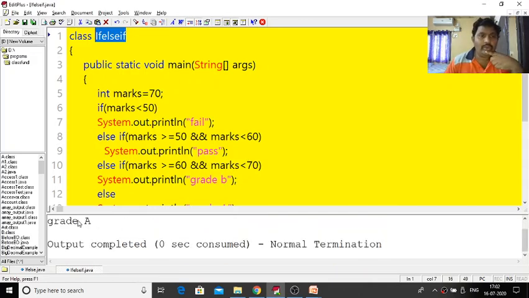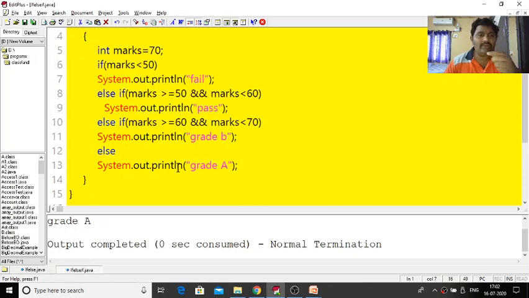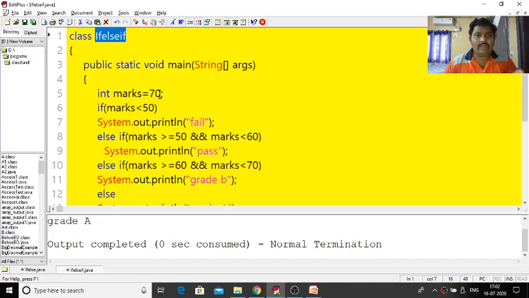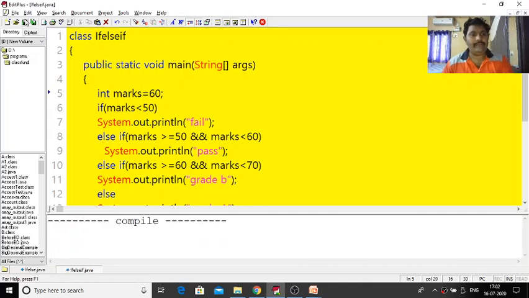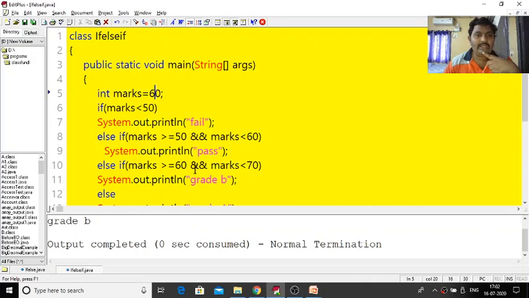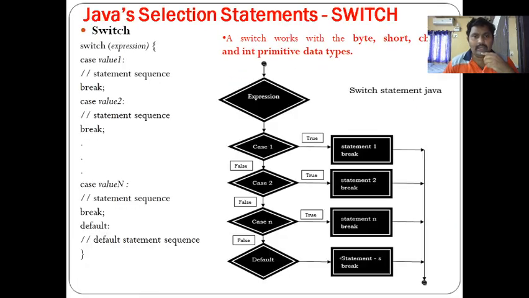So it's showing the output grade A. Why? Because I gave the marks as 70 and the condition is satisfied, so it directly goes to the else part. If I give the marks as 60, what is the output? Grade B. Why? Because 60 to 70 is grade B. Like this, we can write an if else if ladder. So let us see the next topic.